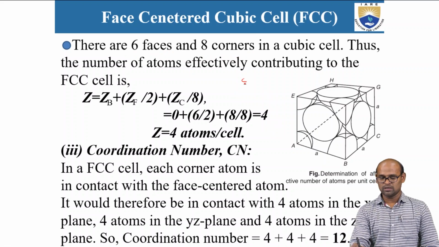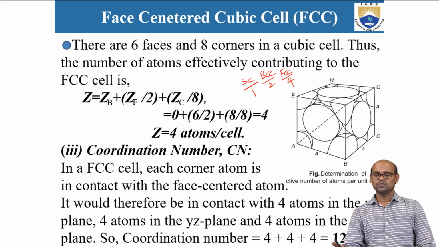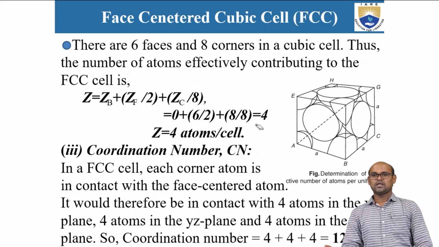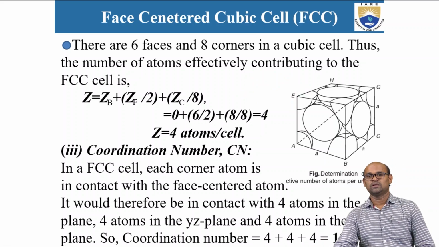So simple cubic, it is 1, BCC it is 2, and FCC it is 4. So this is the number of atoms per unit cell, or effective number of atoms per unit cell. So the next parameter is coordination number. Coordination number is nothing but the number of nearest neighbor atoms.